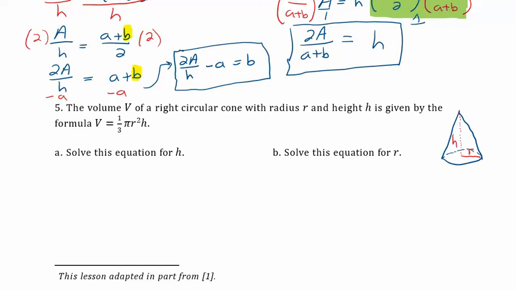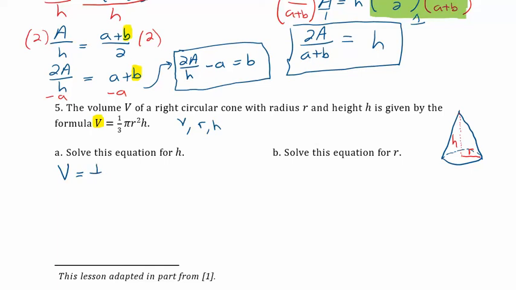So how many variables do we have in this formula? We have volume, radius, and height. Right now, this formula is solved for volume. So the only other variables we could solve for are radius and height, and that's exactly what we're going to do in part A and B. Let's tackle part A, which is solving for height.